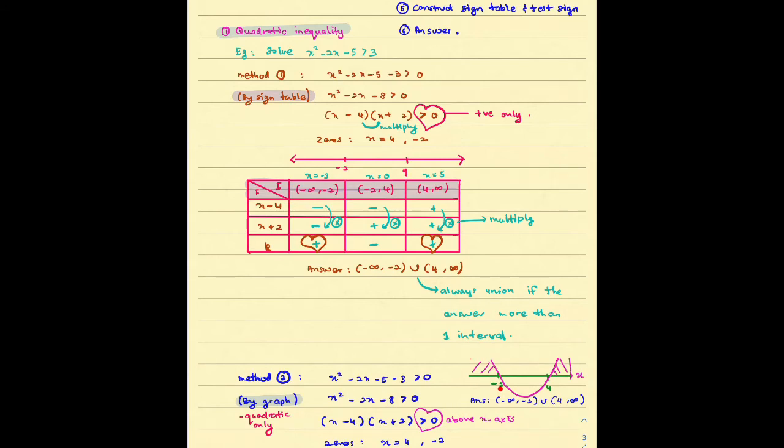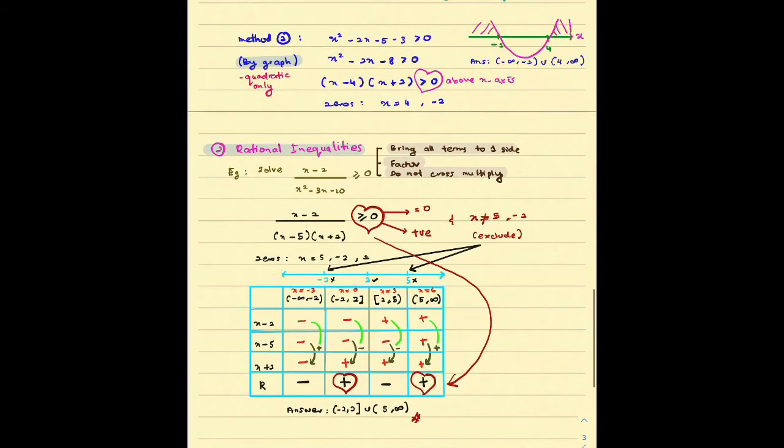Does not include negative 2, because when we substitute negative 2 here, negative 2 plus 2 is 0. 0 times negative 4 is 0. So 0 greater than 0 is a false statement. Okay, so we have two shaded areas. So the answer is this one. So combine with the union sign.